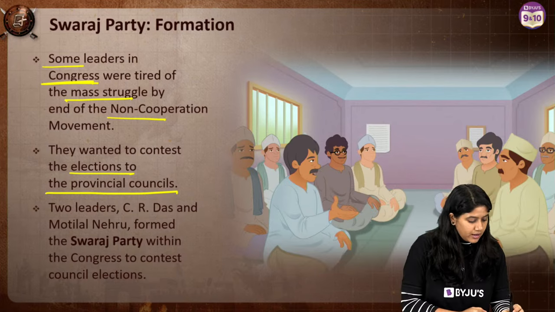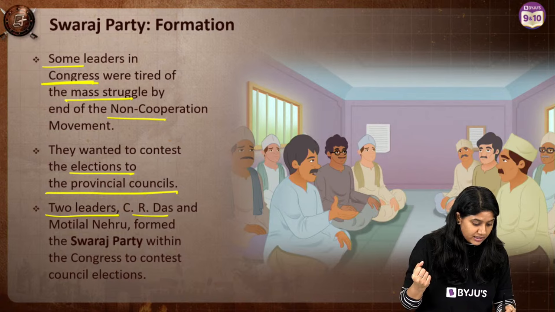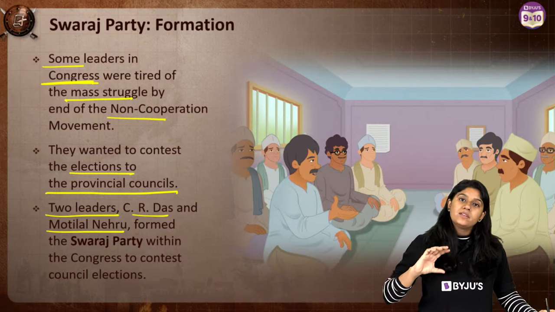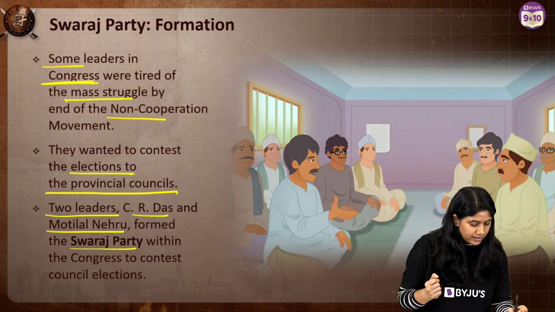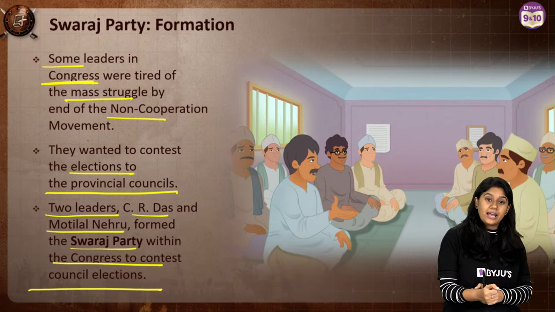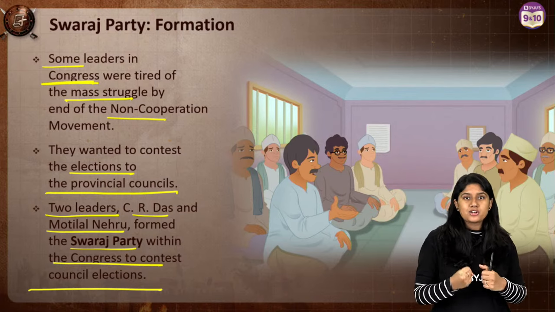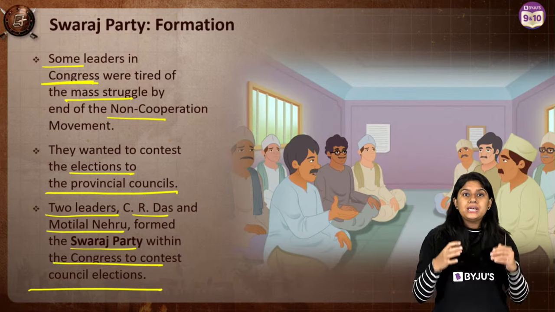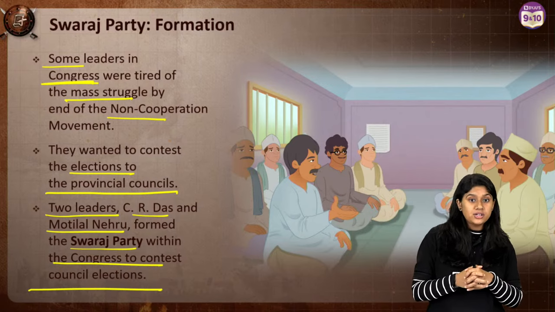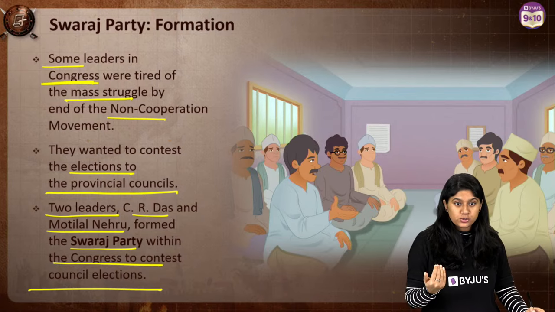Now, the two leaders which are very important over here, everyone, we have C.R. Das and Motilal Nehru. They formed the Swaraj Party and they want to contest in the election, right? They were like, you know what, we will definitely be a part of the election so that we can take some political decisions. If we are out there, we will be able to take the calls also, okay?